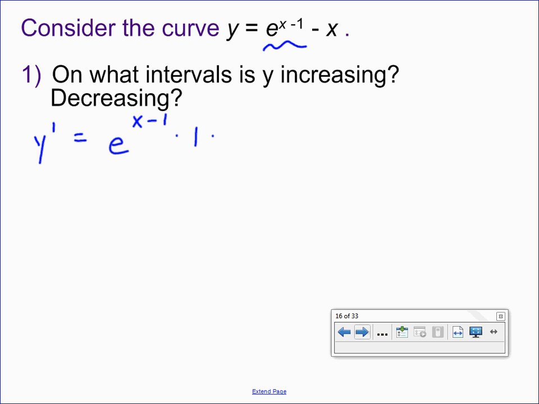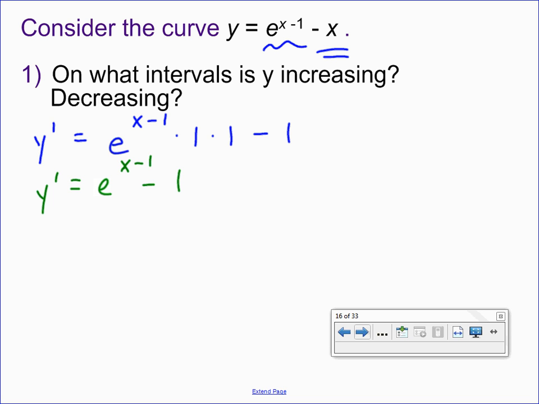Times the natural log of the base. In this case, the base is e, and the natural log of e is just 1 as well. So I've successfully differentiated the first term. Now the second term, minus x, differentiates to minus 1. So my y prime expression is e to the x minus 1, minus 1. Are you guys down? Did I do that right?